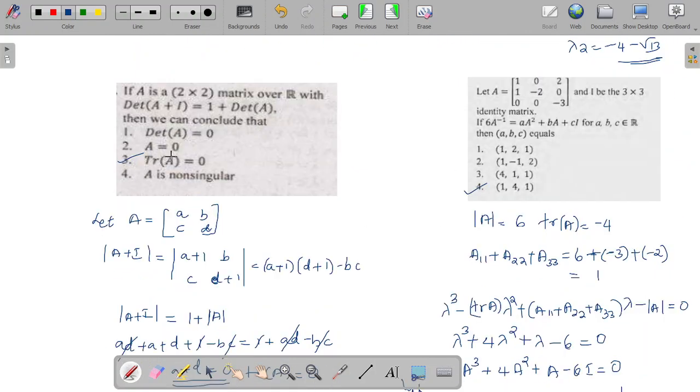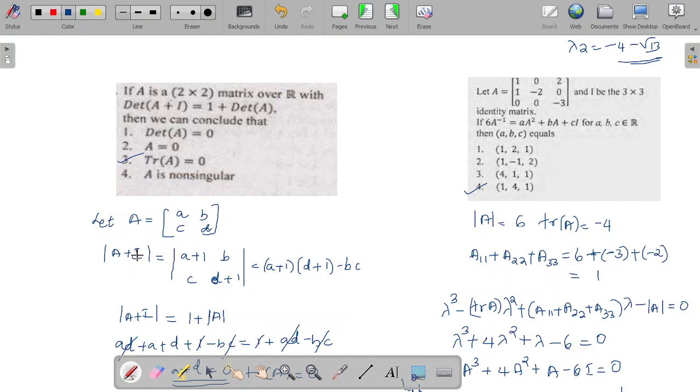Next, third question. If A is a 2 by 2 matrix over R with determinant of A plus I equal to 1 plus determinant of A, then we can conclude that. So, A is a 2 by 2 matrix over the field of reals. Take A as [a, b; c, d]. We don't know what the values are. Now, you find out determinant of A plus I.